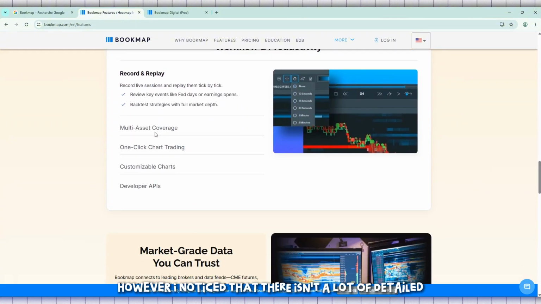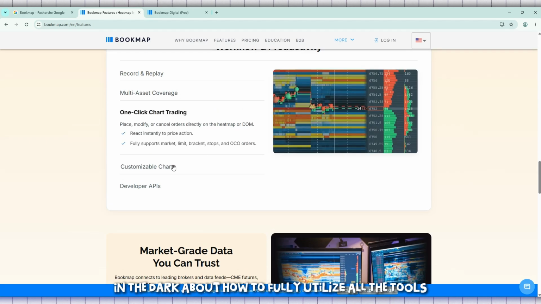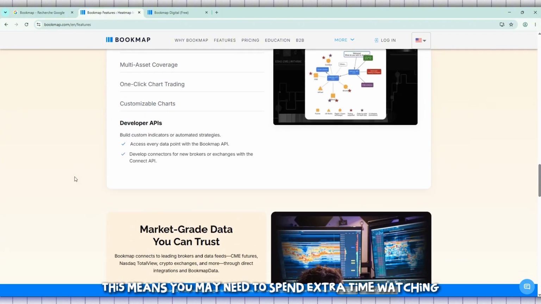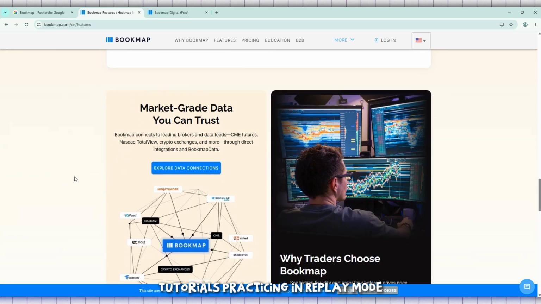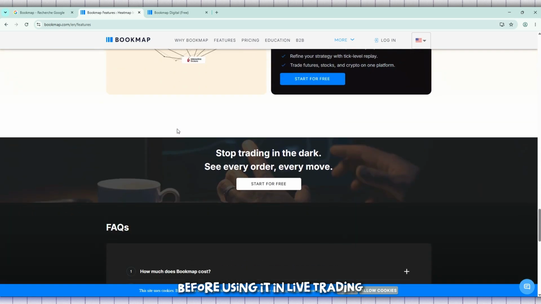However, I noticed that there isn't a lot of detailed documentation available, which might leave some users in the dark about how to fully utilize all the tools. This means you may need to spend extra time watching tutorials, practicing in replay mode, and slowly building confidence before using it in live trading.